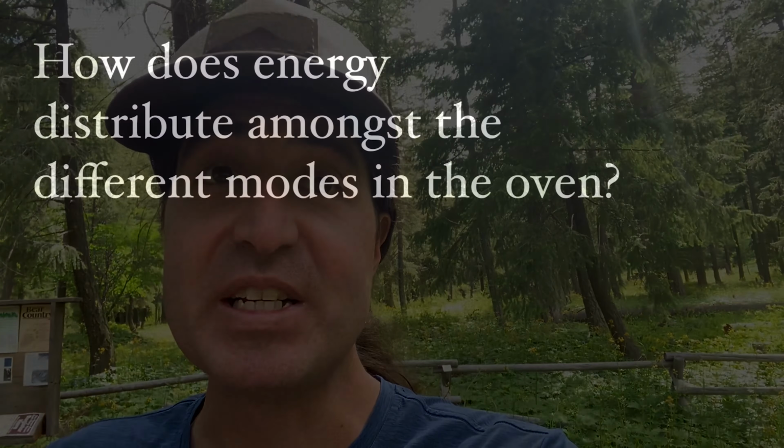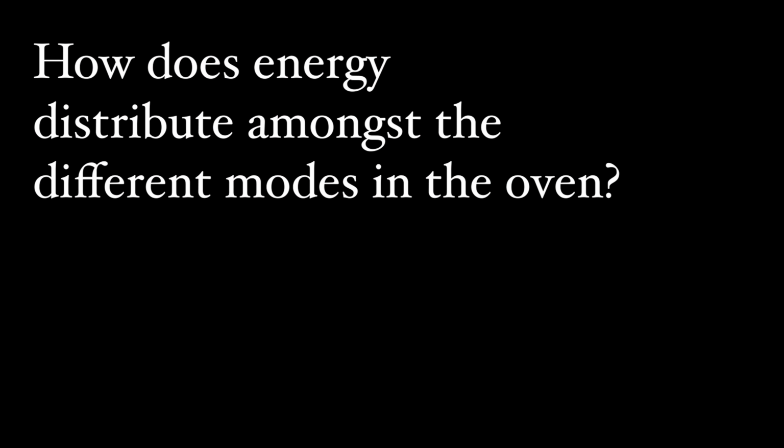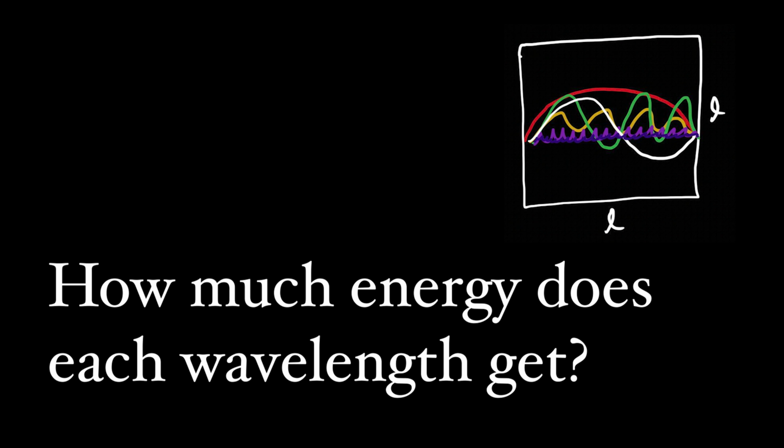And this doesn't solve our problem, it merely changes the question slightly. And now our question asks, if we impart an energy E into the oven, we know that that energy is going to be distributed amongst various amplitudes of the various modes of the electromagnetic wave. How is that energy distributed amongst the different amplitudes of the different modes?